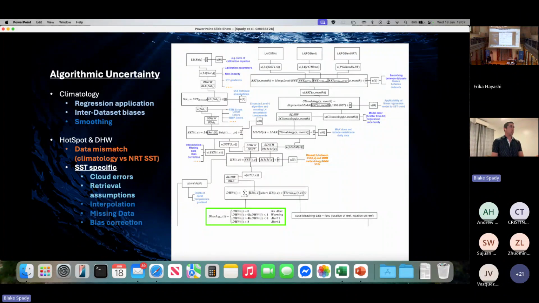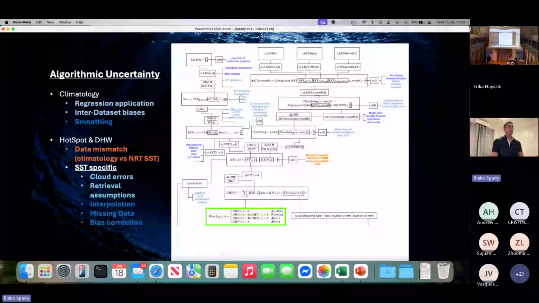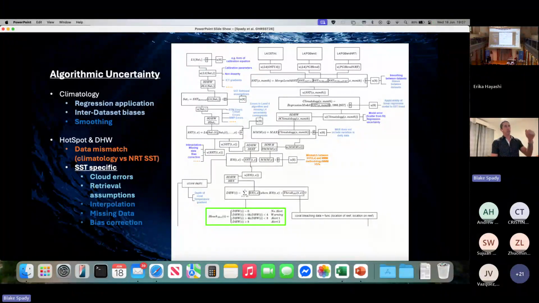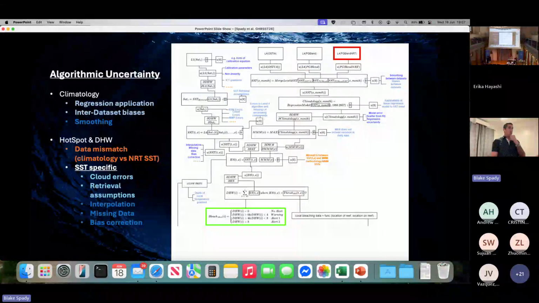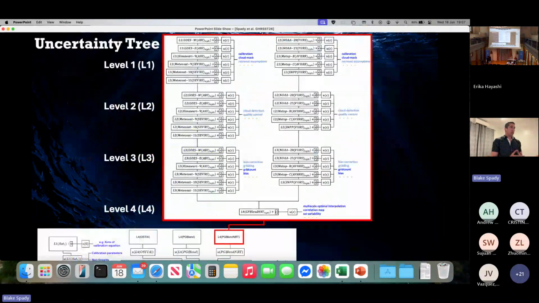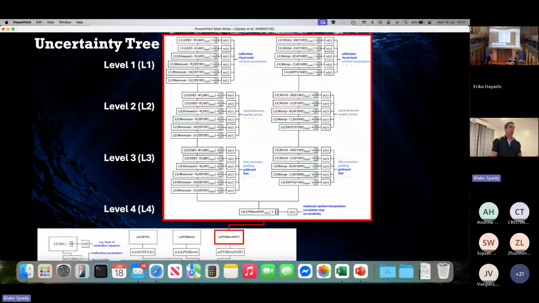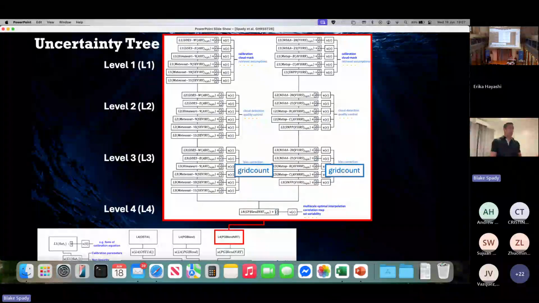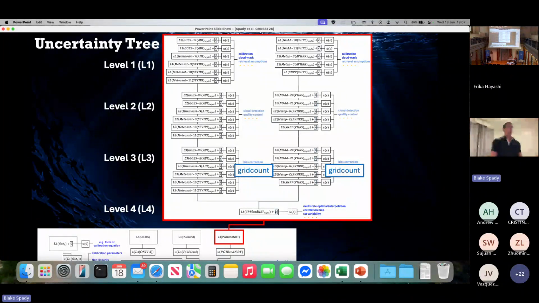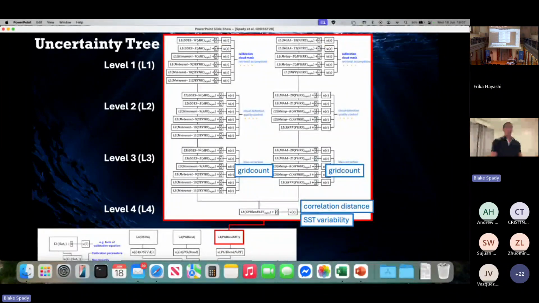So that's when Momo Yoshida, again, the lead author here, the lead investigator, wanted to take a step deeper here and investigate the uncertainties within the SST itself, specifically in the geopolar blended near real-time product. So we have a kind of beginning workings of an uncertainty tree here. A lot of work to do to tease this apart, but right away, Momo identified a few sources of uncertainty that are quantifiable that we could kind of sink our teeth into. And so those will be the grid counts at level 3, as well as correlation distance and SST variabilities.